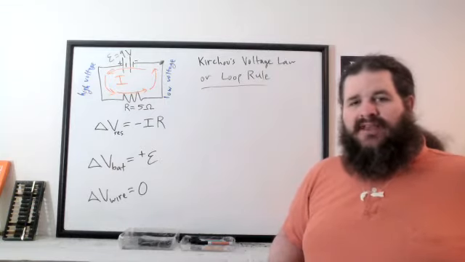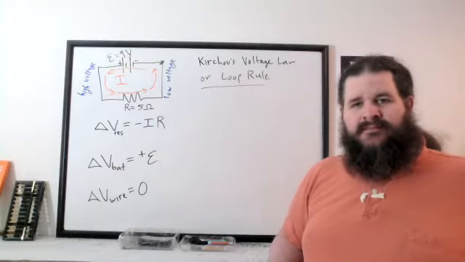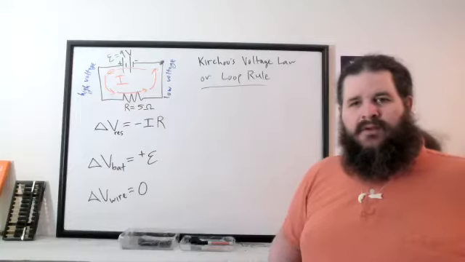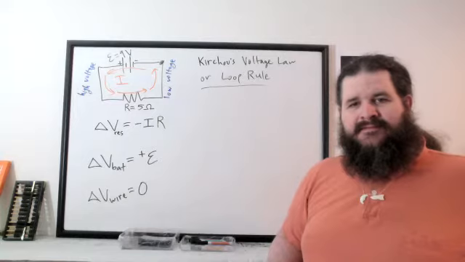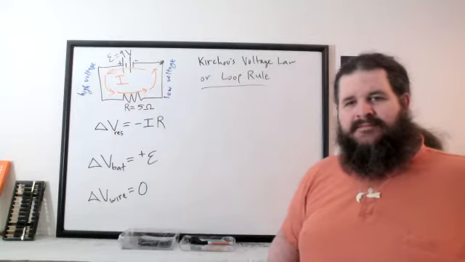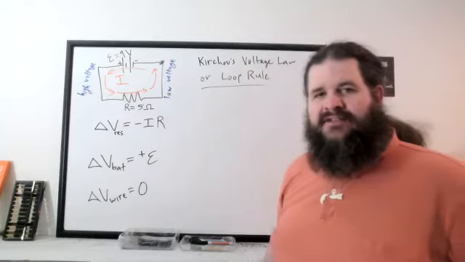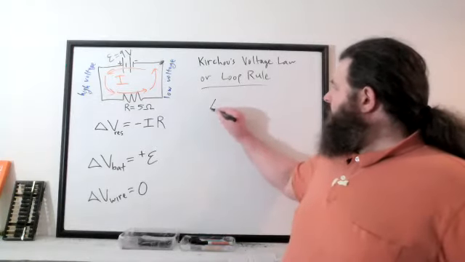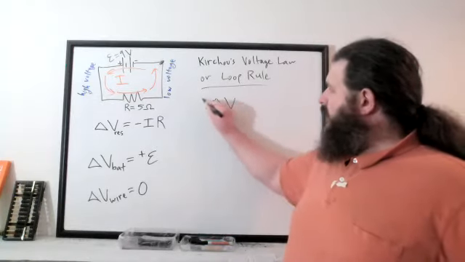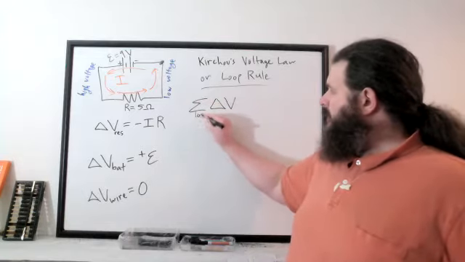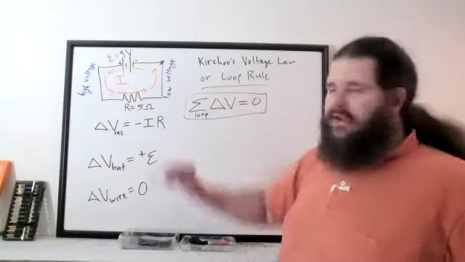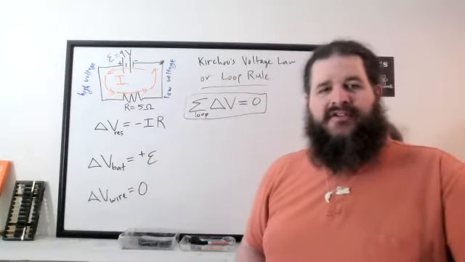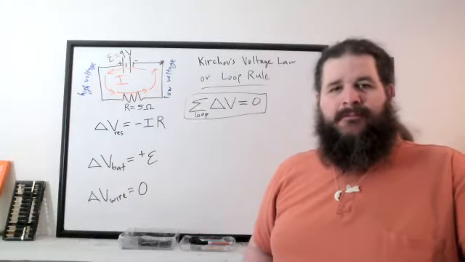But if you start and end at the same point, what does that tell you about the voltages? What exactly is going to be zero? Yeah, the change in voltage is going to be zero. The change in voltage, or rather the sum of all the changes in voltage around a complete loop, has to add up to zero. As long as you're starting and ending at the same point, all of the delta voltages you encounter have to add up to zero.